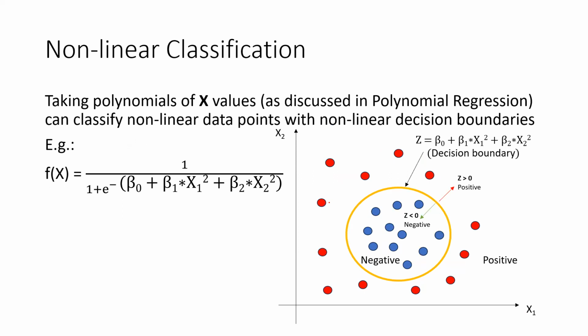Now let's see. In the case of logistic regression, you can apply polynomial values for x values as well. In linear regression, in the latter part we discussed polynomial regression. In that case, we substituted x values with some polynomials of the x value. So instead of using x2, we can use x1 square. Similarly, in logistic regression also, you can substitute x values with polynomials of x1. In this case, we have substituted x1 and x2 with x1 square and x2 square.